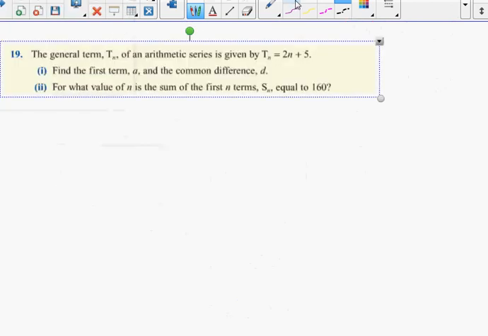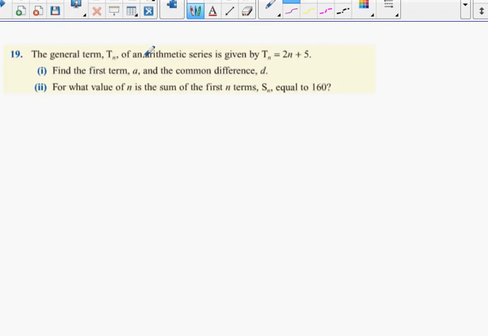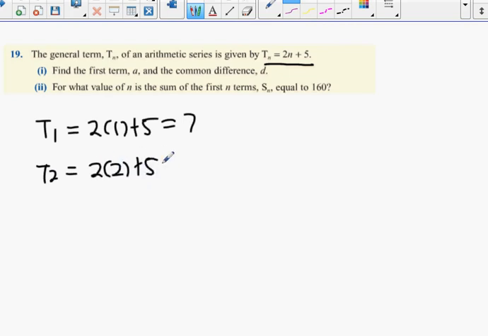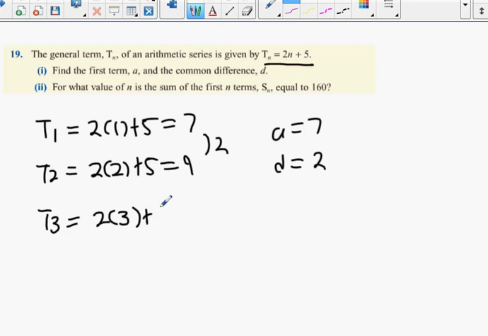So, what we have here next, guys, is the general term of an arithmetic series is given by this. Find the a value and find the d value. Very easy. T1 is 2 times 1 plus 5 equals 7. T2, 2 times 2 plus 5 equals 9. A value is 7. D value? D value, anybody? 2. Because there's a gap of 2. If I did T3, it would turn into 11, which is another gap of 2.